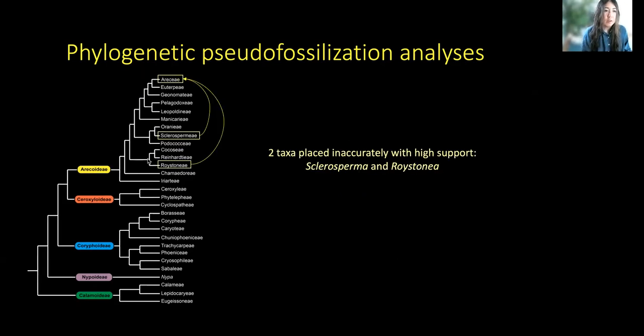These were Roystonia and Sclerosperma, both of which were placed in Ericae with high support, even though clearly they're not part of Ericae. So this is sort of a worst case scenario that we were hoping we would not encounter. However, after careful exploration of this, these taxa actually reveal something interesting about the data and have useful lessons for understanding phylogenetic relationships of fossils. So both taxa have several things in common. They are both the only genera within their respective tribes, and both lacked morphologically similar sister taxa in our tree.